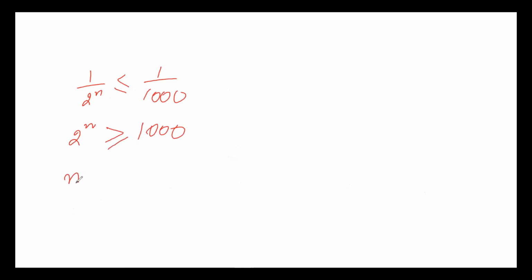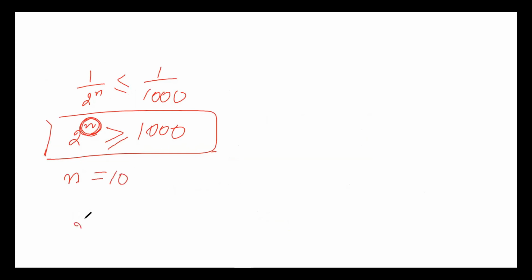Now here we have to choose the minimum value of n for which this condition can be satisfied. What should be the value of n? From this inequality, how will you calculate the value of n? So n will be equal to 10, because 2 to the power 10 is 1024 and it is greater than 1000. So n is equal to 10. This is the minimum value. It can be 2 to the power 11 also, which will be greater than 1000, but 10 is the minimum value.